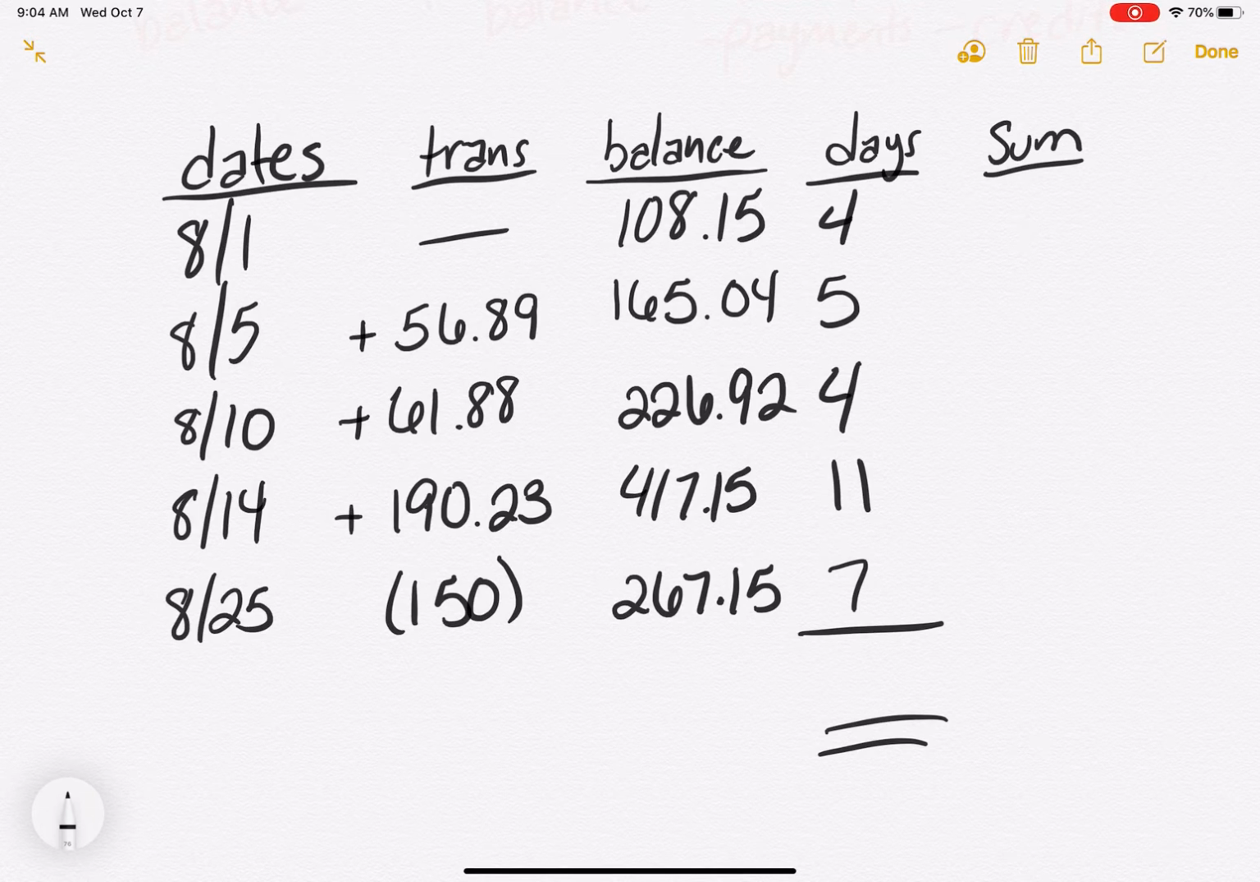What we have to do now is we have to equal these all out by taking our balance times the number of days. It's tedious. I'm telling you, there's no way you could not show your work. Okay, so here, I'm going to calculate them out for you. You're going to do the next one.